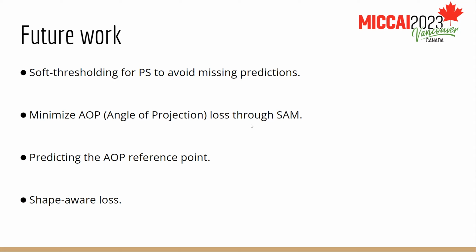Also, minimizing the angle of progression loss through SAM was not beneficial, mainly because the angle of progression is coming from the segmentation labels, or the annotations. And these annotations are subject to bias in certain radiologists. So when you propagate this to the angle of progression, in fact, you are not helping the model, but you are helping the model to leverage the bias of the segmentation. So I believe that for future work, predicting the angle of progression reference point can be beneficial. Also, a ground truth for the angle of progression reference points can provide more sophisticated models. And for sure, shape-aware losses can benefit all of these. And that's it.